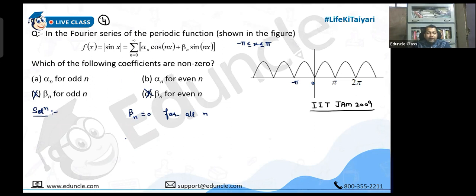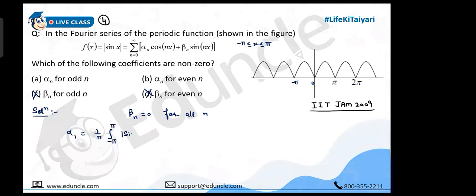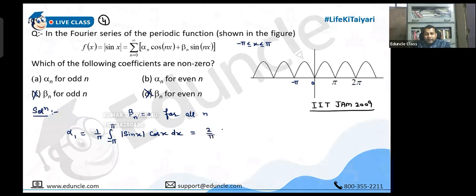Now I have to check for alpha n, that is an. No need to go for alpha n again. Suppose I solve it for alpha 1 and it comes out to be 0. Then obviously it will be 0 for odd n. And if it is non-zero, then it will be non-zero for odd n and 0 for even n. Is it clear? Yes, sir. Because alpha 1 is easy to evaluate. See.